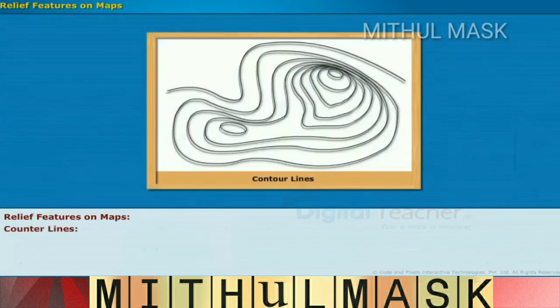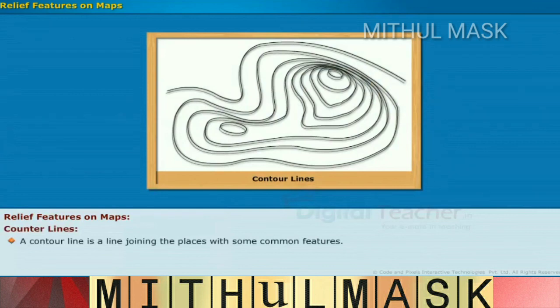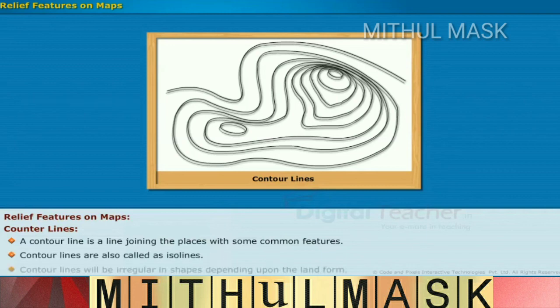Contour lines. A contour line is a line joining the places with some common features. Contour lines are also called isolines. Contour lines will be irregular in shape depending upon the landform.